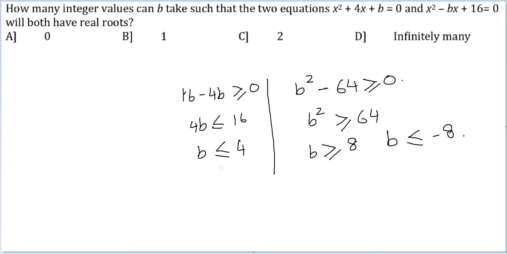Okay, so looking at these two, there is no overlap, but looking at these two, there is an infinite overlap. Any value under -8 would give me real roots here. So the answer to this question will be option D, infinitely many.